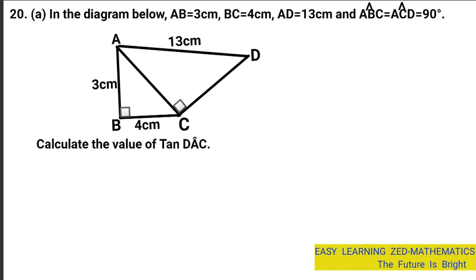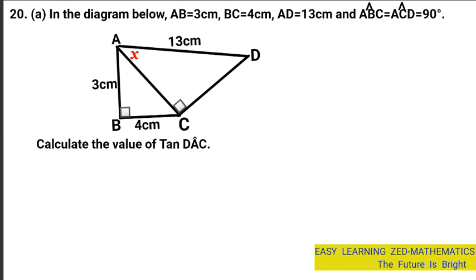Okay, so the first thing we're going to do is identify the angle we want to find the tangent for. The angle we're talking about is this angle, which is DAC. The one marked by the red x there is the angle we want to find the tangent for.